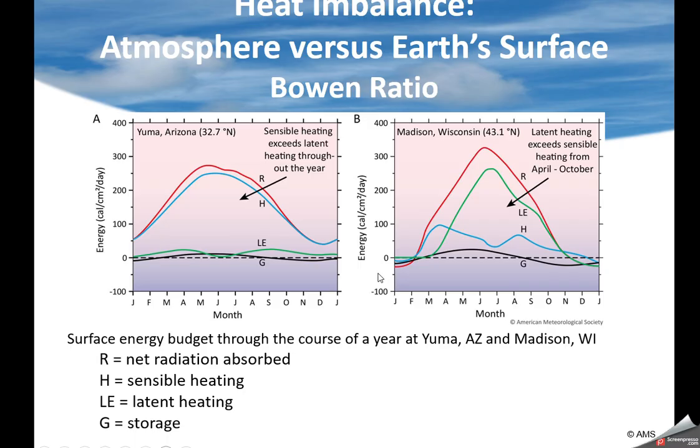And here you can see the Bowen ratio, which is really a ratio of sensible heating to latent heating. The more latent heating, more moisture available, the slower the atmosphere temperature is going to change. More sensible heating, the drier the air is, the more the atmosphere is going to warm.